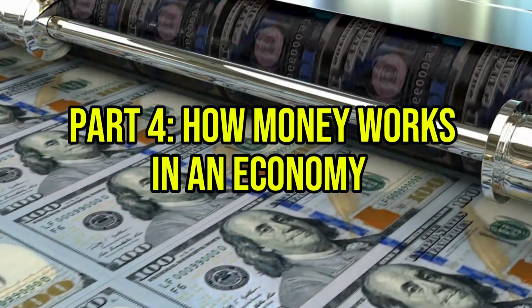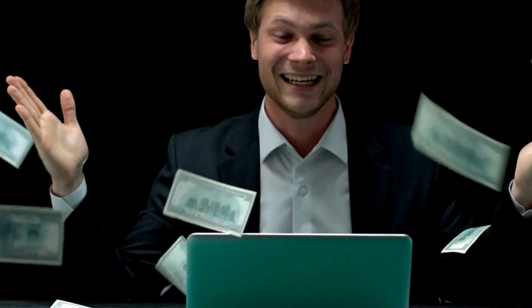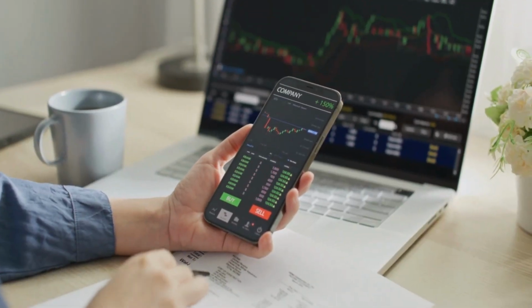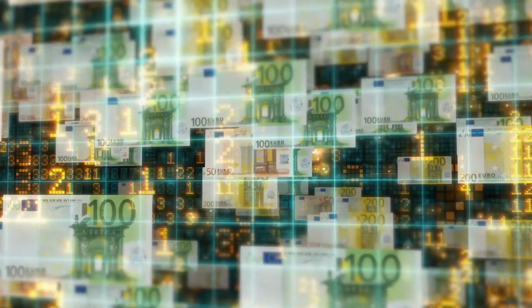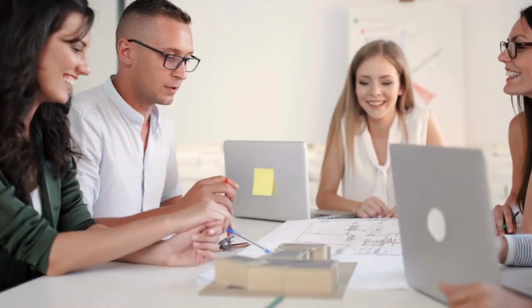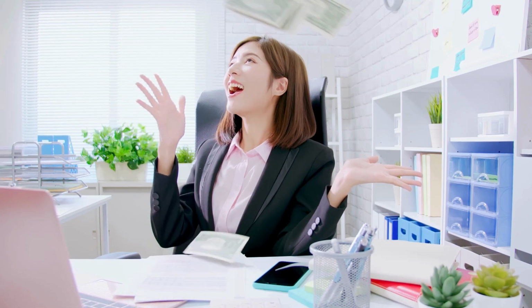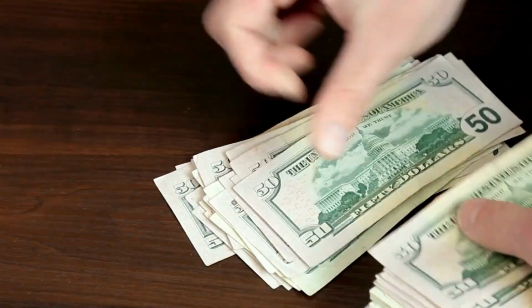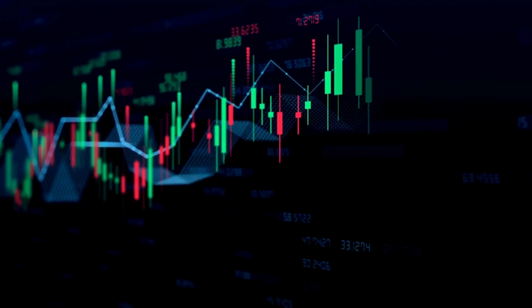Part 4. How money works in an economy. In every economy, money is the medium we use to exchange goods and services. It makes trade easier because instead of bartering, we use money as a common currency. When you work, you're paid money that you then use to buy things. Businesses use the money they earn to pay workers and to invest in new products or services. This flow of money keeps the economy running, and each part of it depends on others.